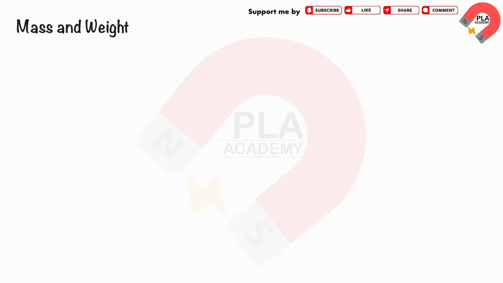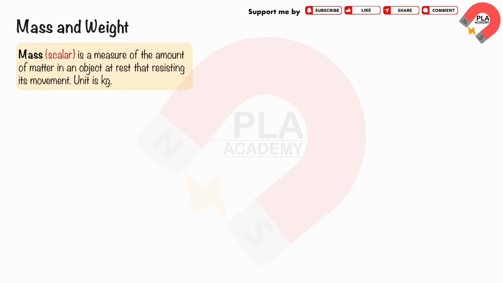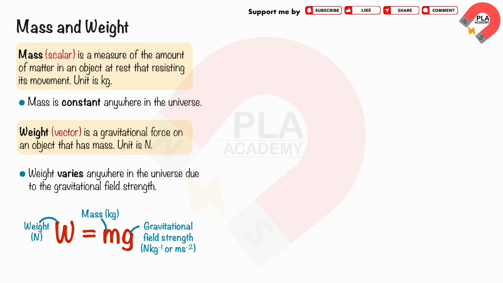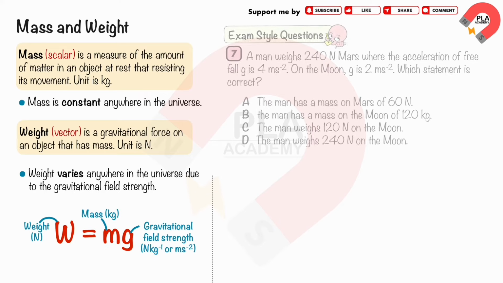Mass and weight. Mass is a measure of the amount of matter in an object at rest that resists its movement. Mass is a scalar quantity and its unit is kilograms. Mass is constant anywhere in the universe. Weight is a gravitational force on an object that has mass. Weight is a vector quantity and its unit is newtons. Weight varies anywhere in the universe due to the gravitational field strength. We calculate the weight of the mass by this equation.